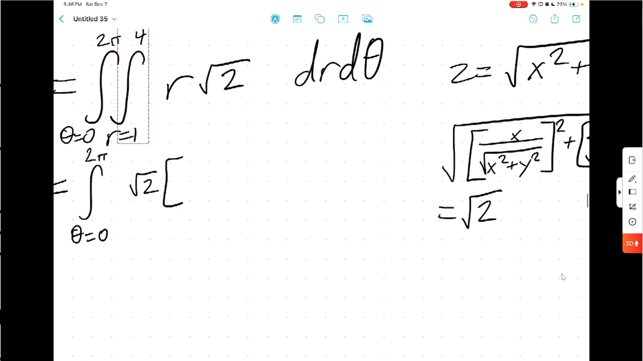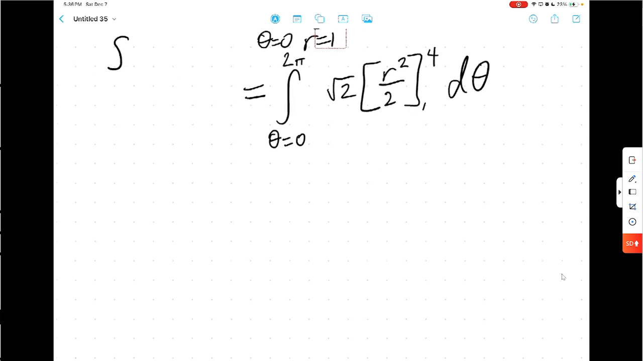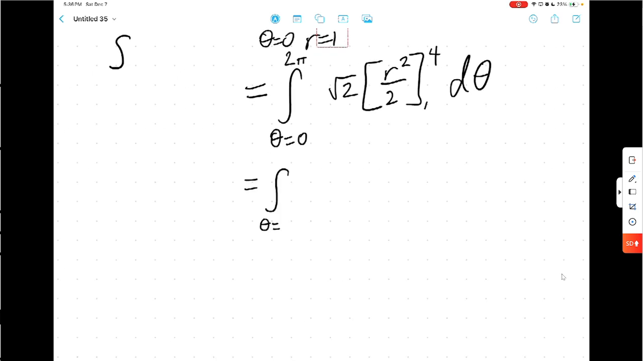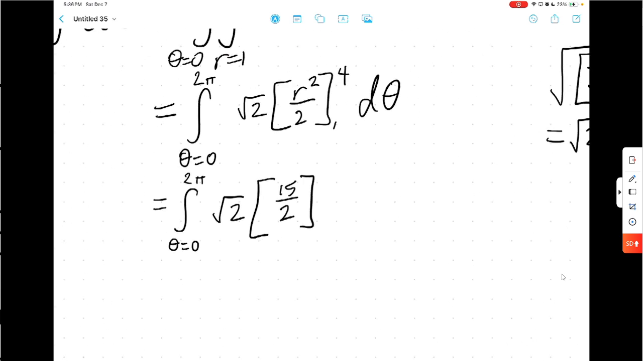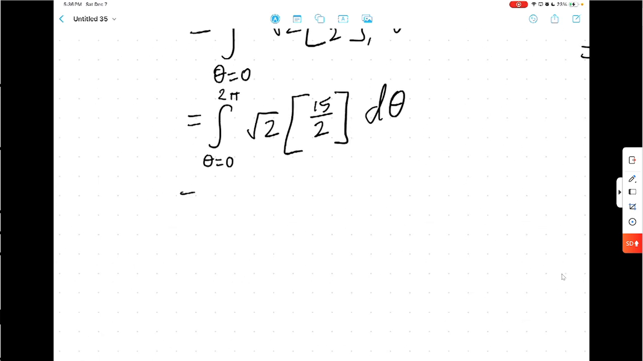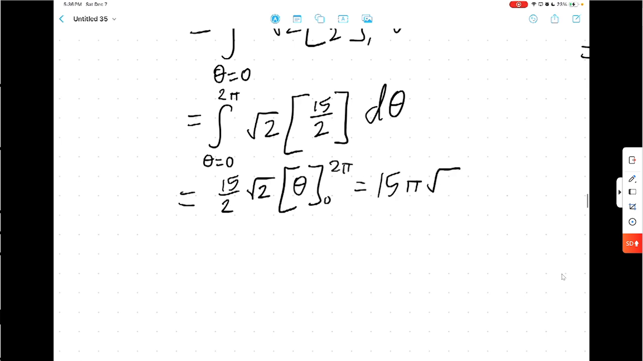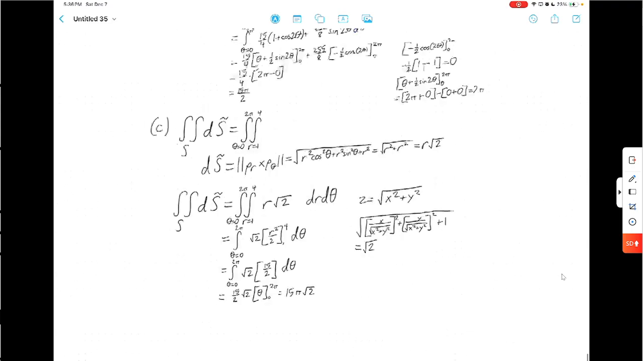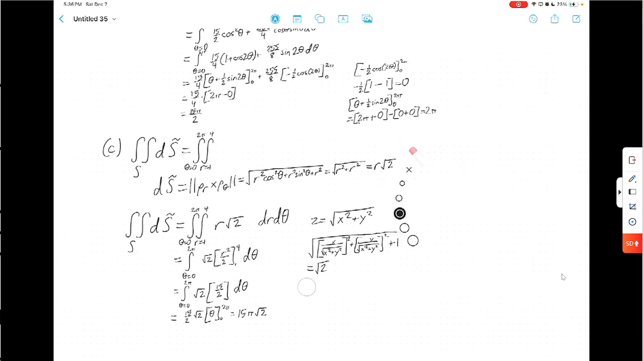Root 2 times R squared over 2, evaluated from 1 to 4. And then this is going to be root 2 times 16 over 2 minus 1 over 2, 15 over 2. And then this is a constant, so we're going to get 15 over 2 times root 2 times theta from 0 to 2 pi, which is equal to 15 pi root 2. And that's it. That's the entire exam review.